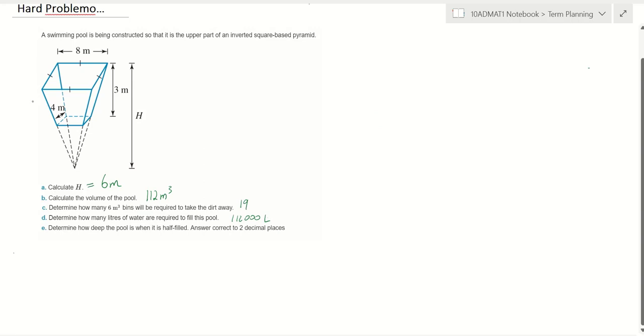For the hard bit, obviously the pool is only half full, so we need to find out a new height. It's no longer h for the whole height. It's definitely not 6 meters. So we need to work this out. So let's start with our original equation. The volume was a third of the base times the height of the big one minus a third base times the height of the little one. Now the little one hasn't changed. So it's still a third. It's a square, so we're going to do 4 squared by 3. And that's 16. So that one hasn't changed. Now we know the volume is half of 112. So that's 56.